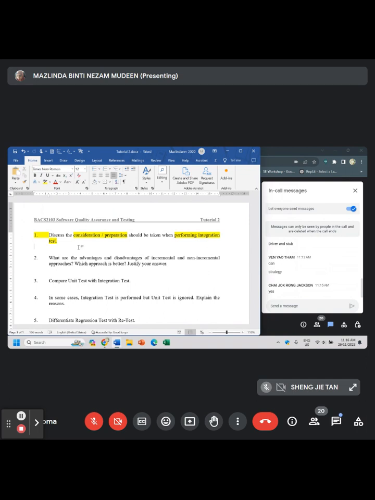Okay, so those can be the considerations or preparations which we need to consider when we want to perform integration test. Okay, clear, everyone? Okay.